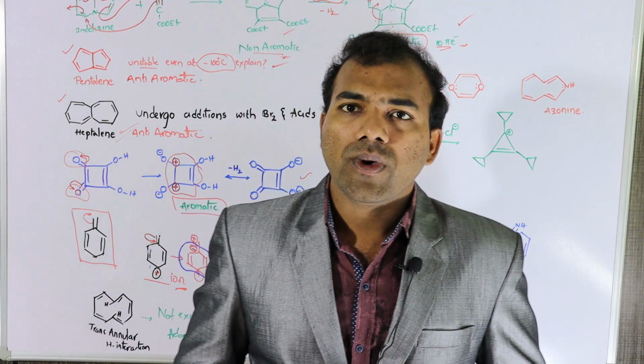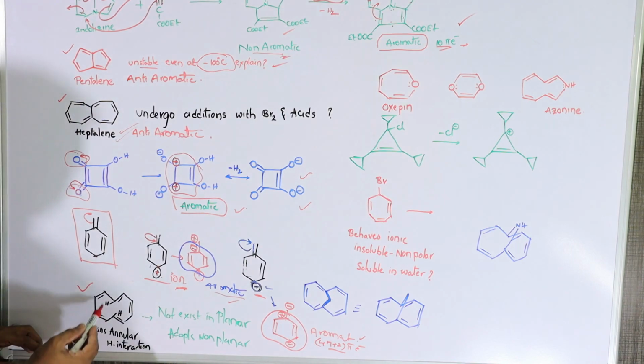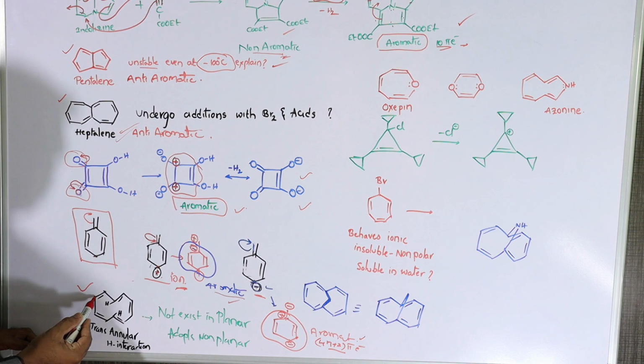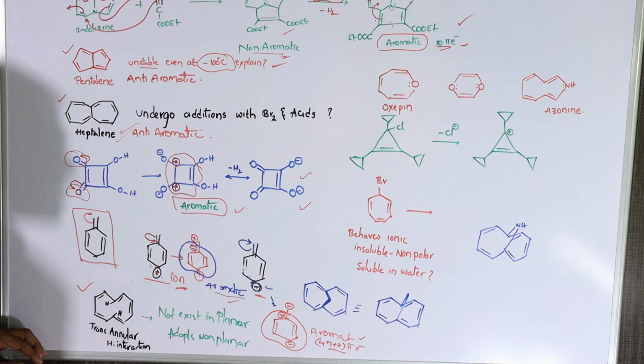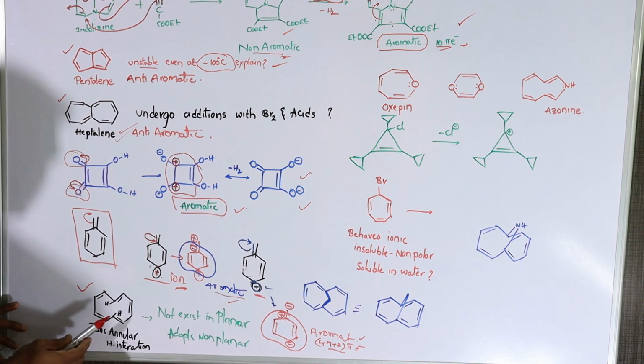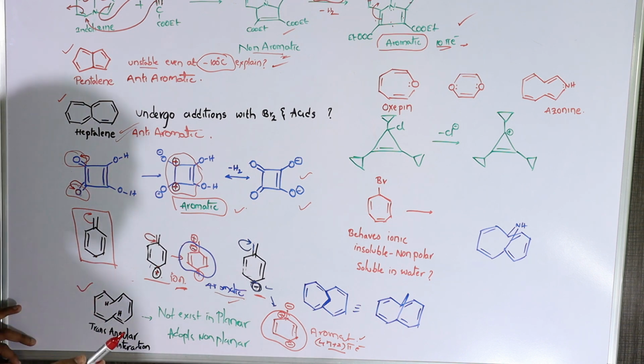Let us go to another example. The compound is a 10 carbon annulene. Here you can see there are 10 carbon atoms. If you count, there are 10 carbon atoms. So is this aromatic or not? If you see that there is a conjugation of electrons, and also a possibility of delocalization of electrons, that is what you think.